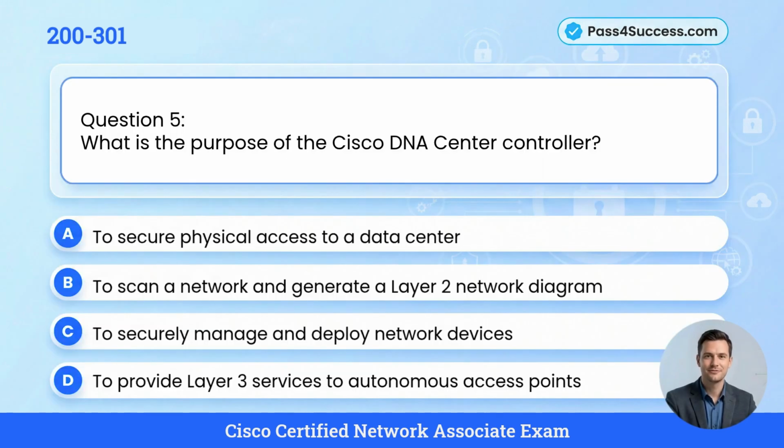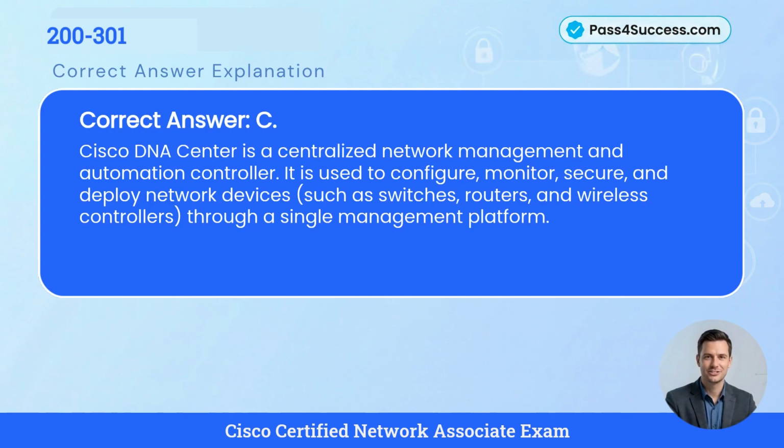Question number 5. What is the purpose of the Cisco DNA Center controller? A. To secure physical access to a data center. B. To scan a network and generate a layer 2 network diagram. C. To securely manage and deploy network devices. D. To provide layer 3 services to autonomous access points. Correct answer, C.